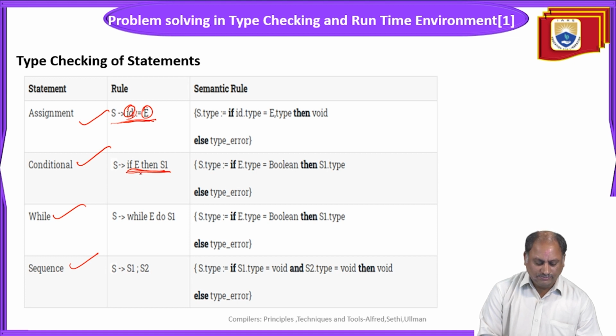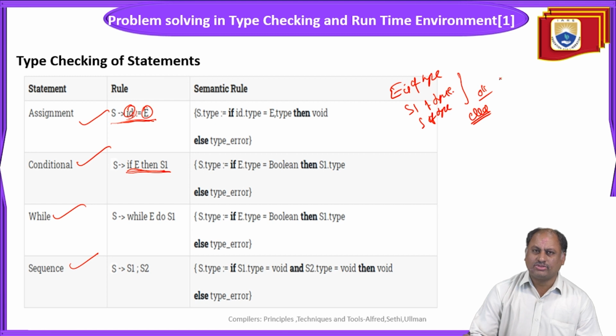For the conditional structure, what is the type of the if-then expression E? Is it Boolean, true or false? Statement 1 is of what type? Then based on that, the result also holds some type. So S is of what type? If both cases are okay, then it performs the work, else it raises type_error.